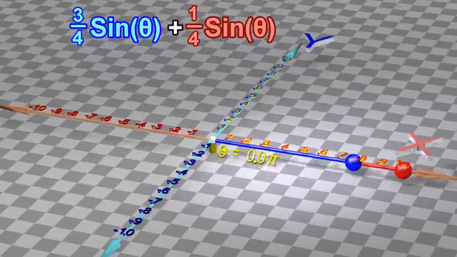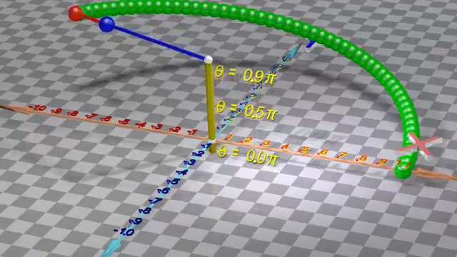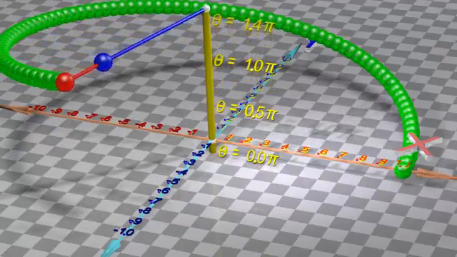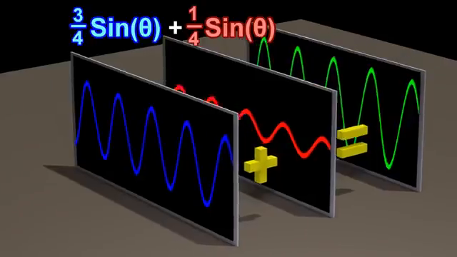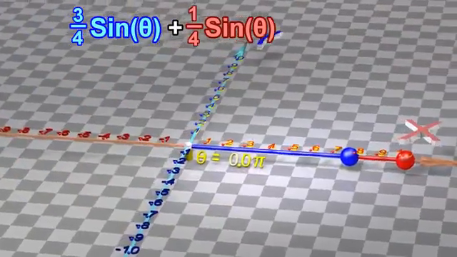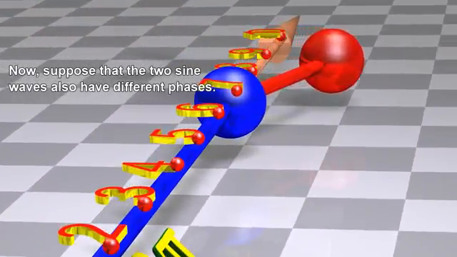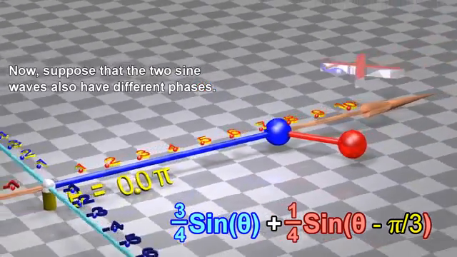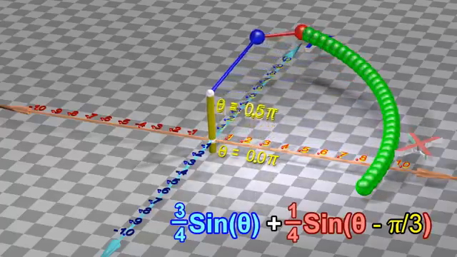Suppose we have two sine waves that are identical except for the fact that they have different amplitudes. If we add these two sine waves together, the result can be represented graphically as shown. Now, suppose that the two sine waves also have different phases. The sum of these two waveforms can be represented graphically like this.